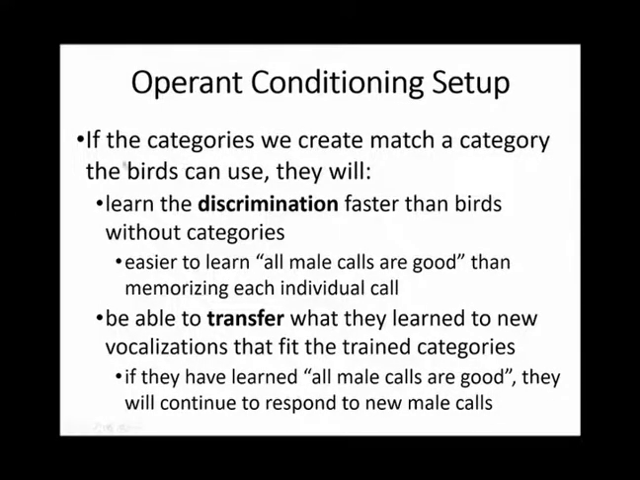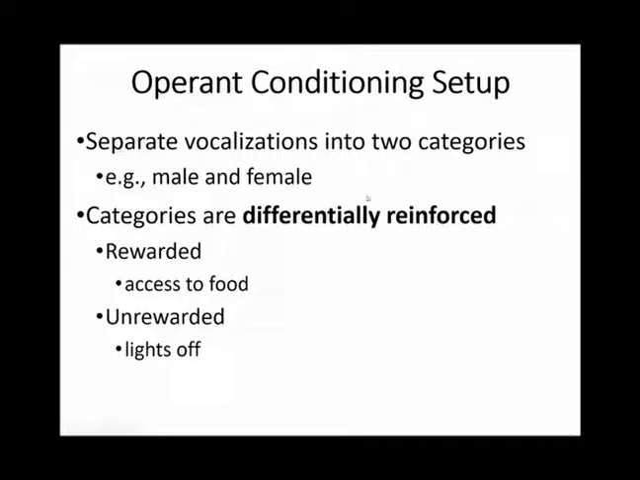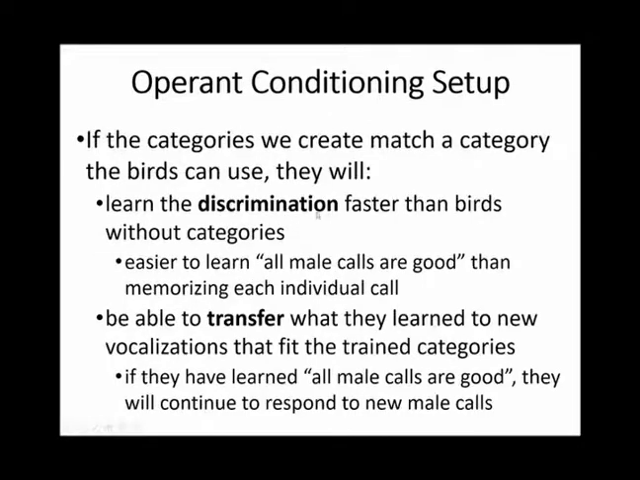All right, and so that brings us to this idea of, if the categories that we've created, male calls versus female calls, match a category that the birds can use, something that they conceptualize in their brains, then we could see some things happening in our results. So if it's a real category, something that the birds can use on their own, they should learn to discriminate or respond differentially faster if it's a real category.